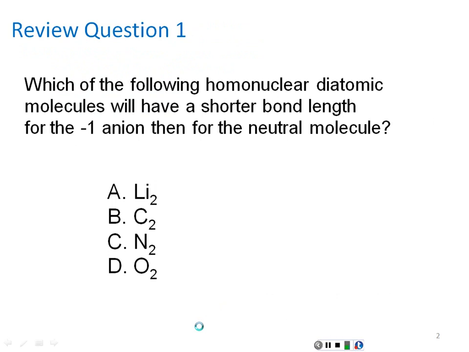Let's start with some review questions from the material we covered last time. Which of the following homonuclear diatomic molecules will have a shorter bond length for the -1 anion than for the neutral molecule? Okay, to answer this question, we need to use molecular orbital theory. And there are two patterns when you use molecular orbital theory.